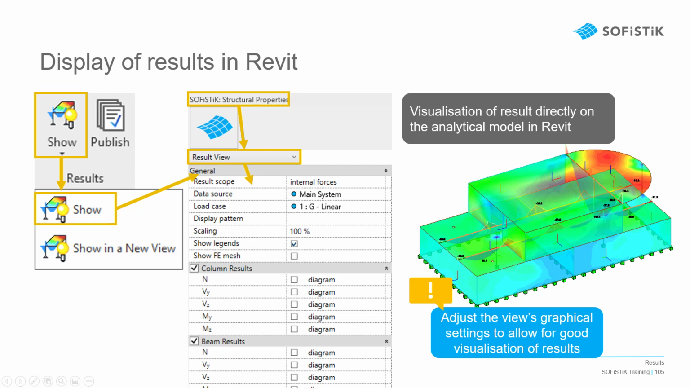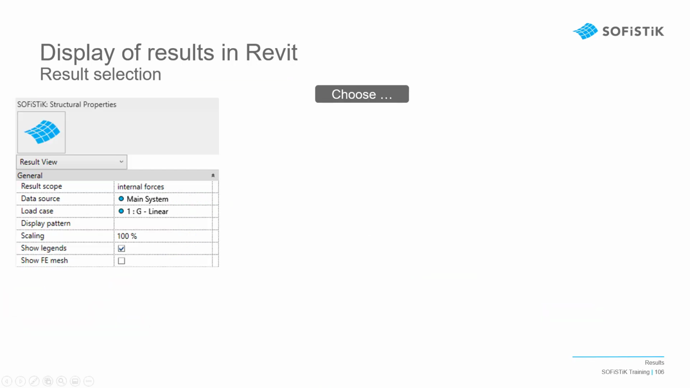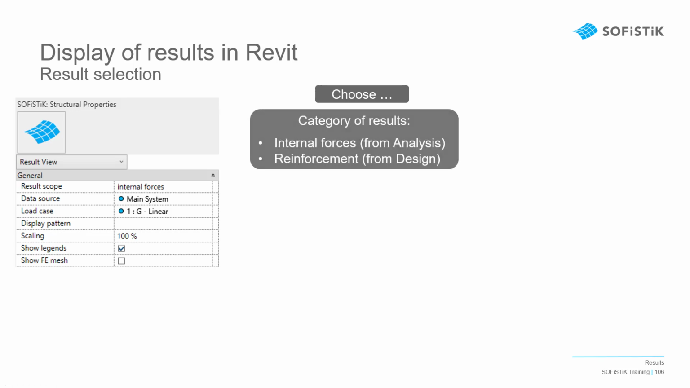It can be wise to rather create a new view for the visualization of your results via the command Show in the new view. Now that the result view has been created or opened, we can make a selection of results in the Structural Properties menu. We will then choose which type of results we want to display.